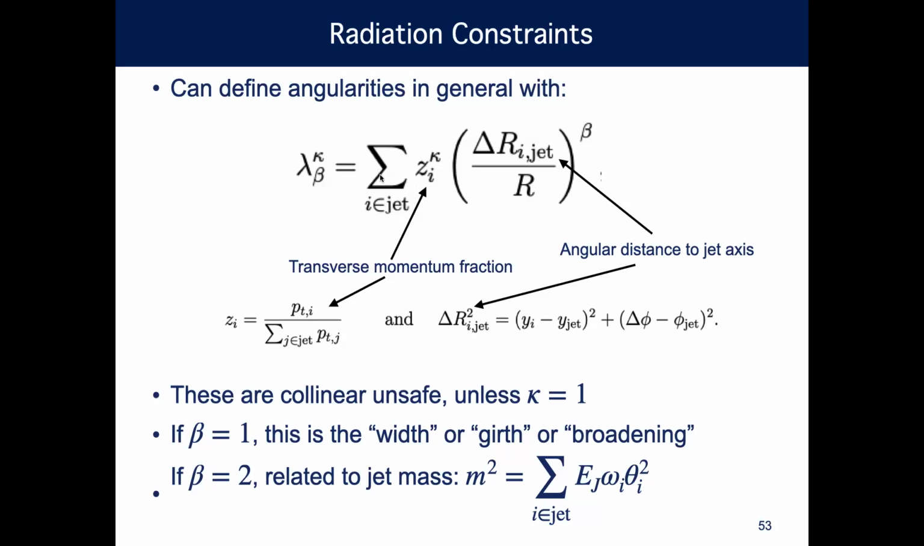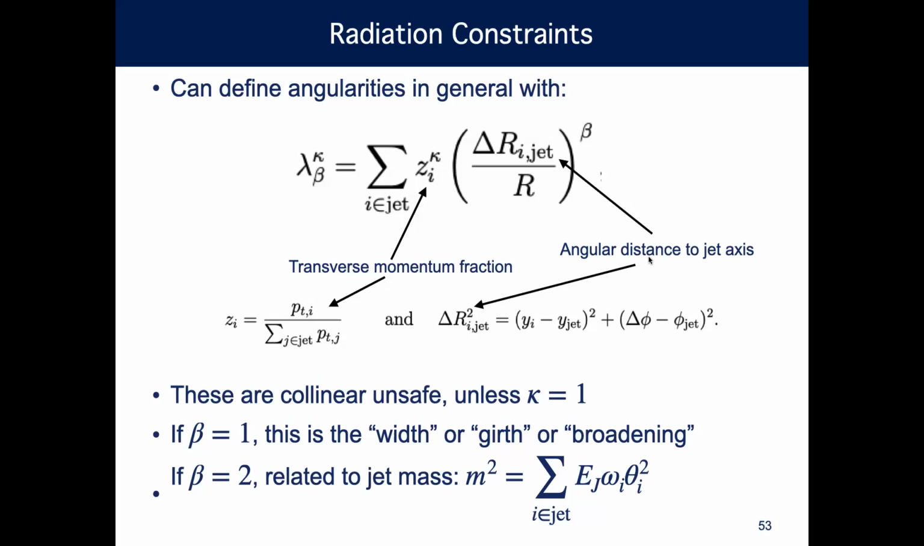And they're at least proportional to that. This is dimensionless, but if you make it dimensionful, some of these angularities just become the jet mass. So this is the momentum fraction. So Z sub i is pT sub i over the sum of all the constituents in the jet. And then the angular distance to the jet axis is just the standard delta R difference here. Now, these are collinear unsafe. As we were talking about last night in the recitation, this was one of the questions that you looked at. This is not exactly an angularity, but it's related to an angularity.